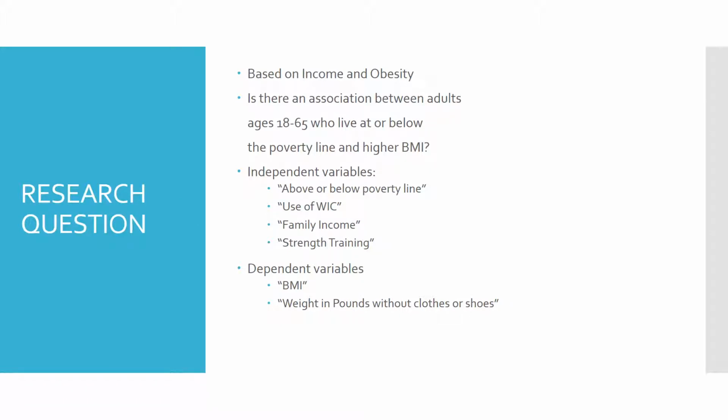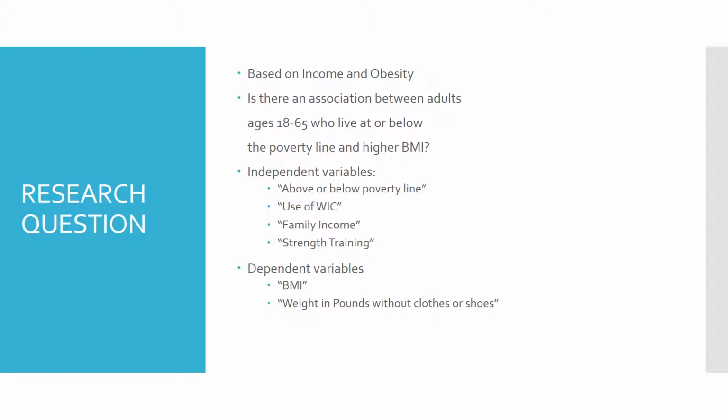Our research question is based on the topic of income and obesity. That is, as Braveman defined, understanding whether there is a worse health outcome, in this case obesity, among those who are socially disadvantaged, which would be those who are below the poverty line. Our research question is framed as follows. Is there an association between adults ages 18 to 65 years old who live at or below the poverty line and have a higher BMI?